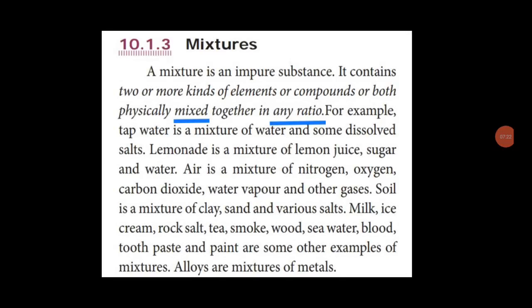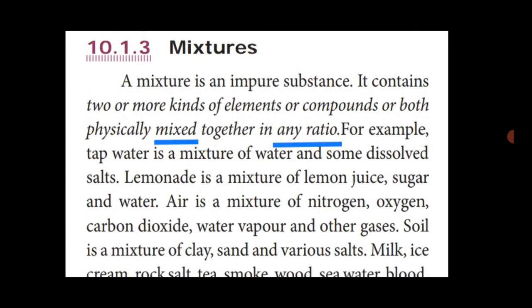Let's see mixture. What is a mixture? A mixture is an impure substance. It contains two or more kinds of elements or compounds, both physically mixed together in any ratio. This is called a mixture.